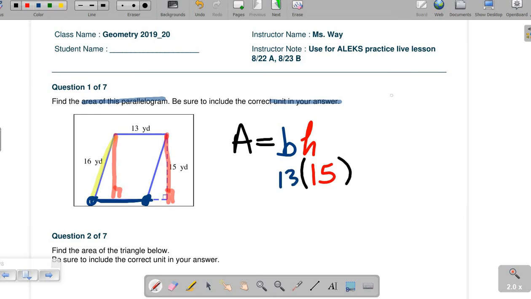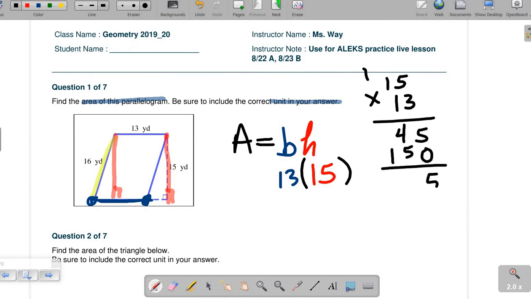So 13 times 15. And our area here is 195, and we check for units, yards squared.